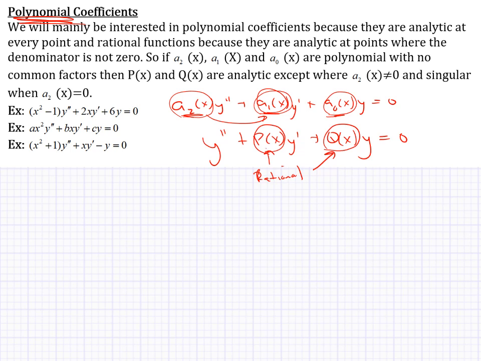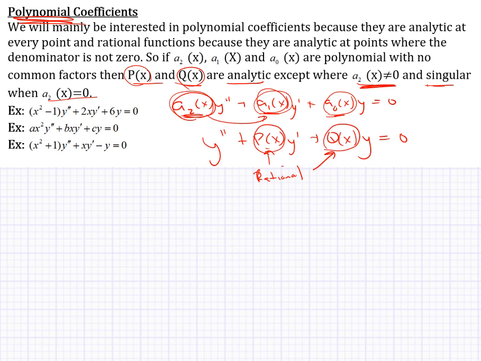So the denominator for both of these is a sub 2. So p of x and q of x are analytic as long as a sub 2 doesn't equal 0. And it'll be singular, which basically will tell me when we're going to have an ordinary point, when a sub 2 does equal 0. So if we just focus on polynomial coefficients, it's very easy to find ordinary and singular points because it's easy to figure out whether or not these two functions are analytic at a given value.